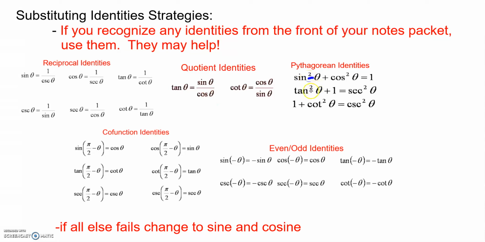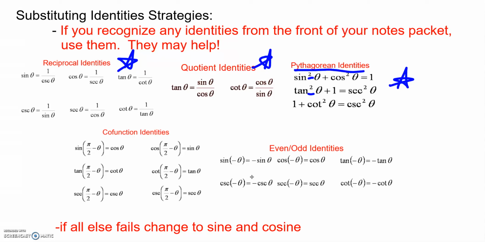Anytime you see something that's squared, I would consider the Pythagorean identities. Cofunction identities come up occasionally. They will come up in this video, but these are sometimes useful, as well as the even-odd identities. I would say that from my experience, these three identities up here occur much more often than these two. So just please keep them in mind as we're going through the examples today.